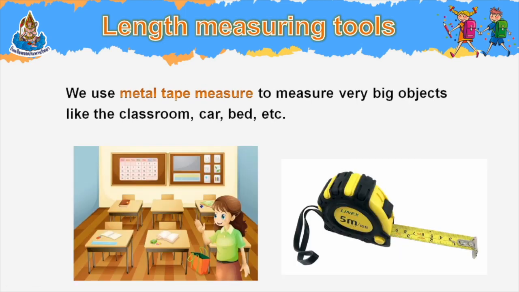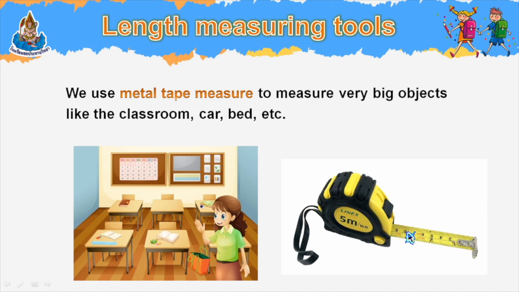Next, metal tape measure. This is called metal tape measure because this is made up of metal. Now let's read. We use metal tape measure to measure very big objects like the classroom, car, bed, etc., and many more. This is a metal tape measure.